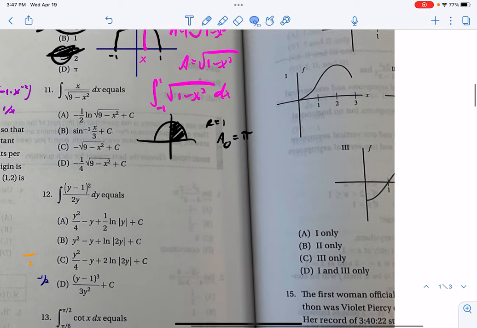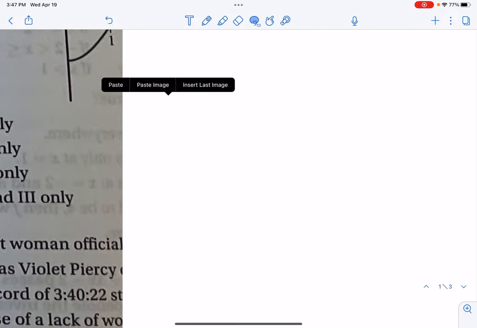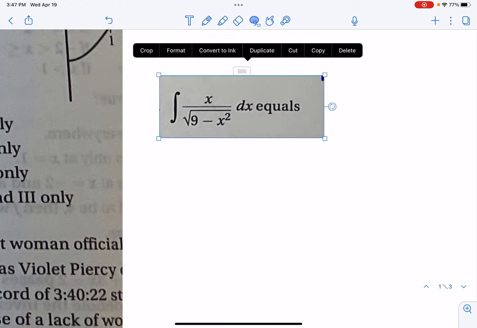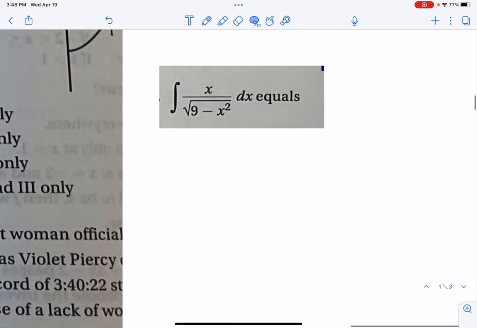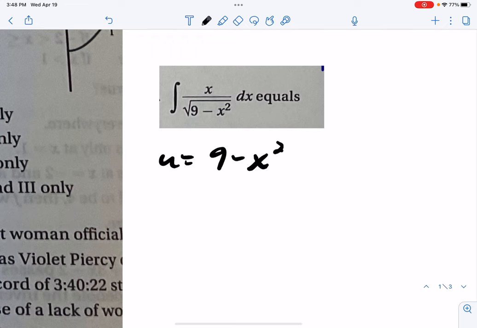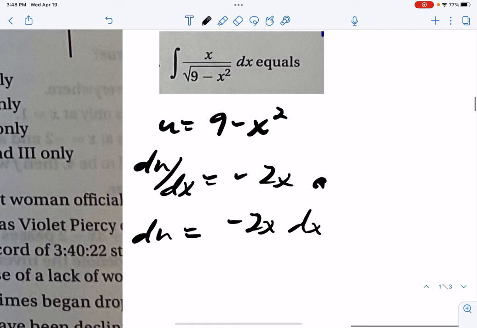Okay, number 11. We can try U substitution here. These problems are, on average, considerably harder than the real AP. You can take these as practice. So if u is 9 minus x squared, then du over dx is negative 2x. So du is negative 2x dx. Dx is du over negative 2x.